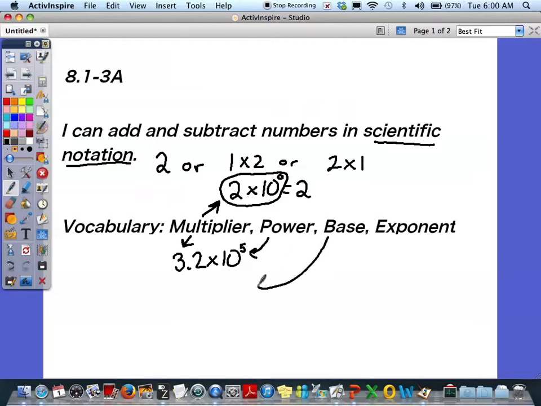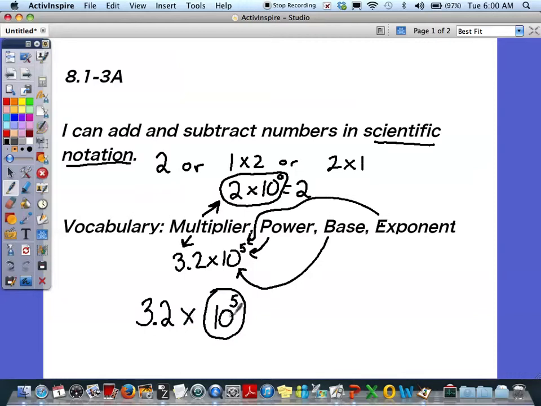The base is part of a power, and it's the larger number that we call the base. The exponent is that smaller number, in this case the 5, of the power. So this whole thing, 10 to the 5th, is called the power. The base is 10 and the exponent is 5. In scientific notation, we can add a multiplier to a power of 10 and get ourselves an expression. So that's our I can statement and the vocabulary for this quick video. We're going to talk about how to add and subtract numbers in scientific notation.